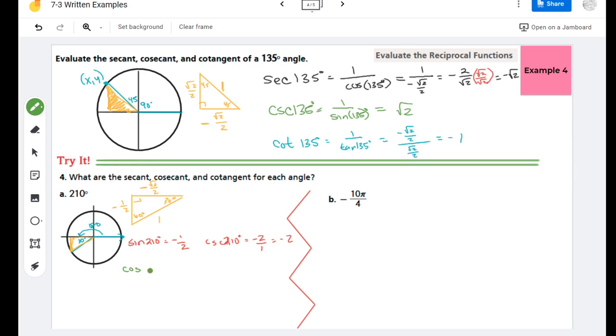Alright, now my cosine of 210 degrees is going to be my x value, which is negative root 3 over 2. So my secant of 210 degrees is going to be negative 2 over root 3. But remember, we don't like having a radical in the bottom, so I need to multiply by the one number that equals 1 that causes that radical to cancel out. So when I do that, I get negative 2 root 3 over 3.